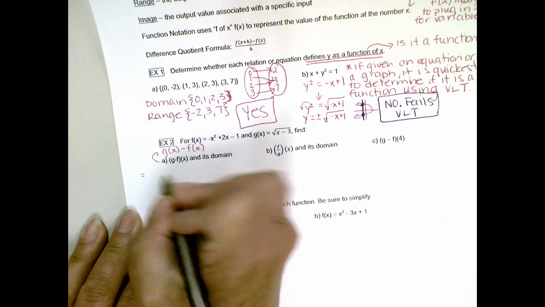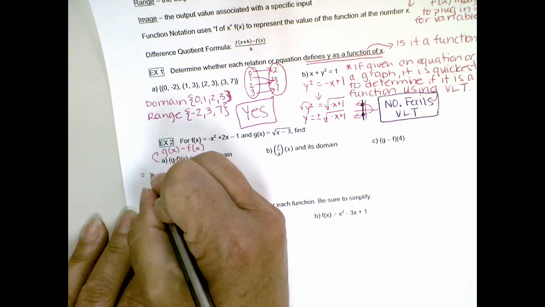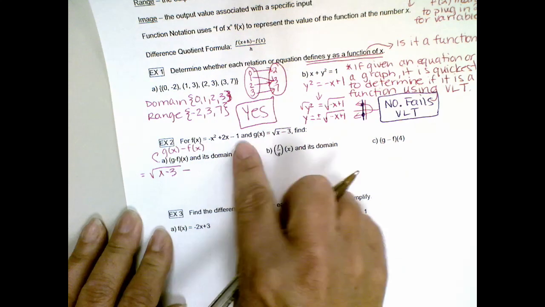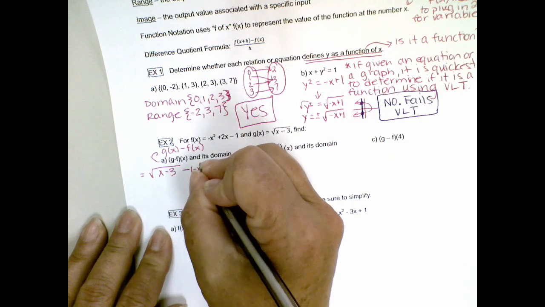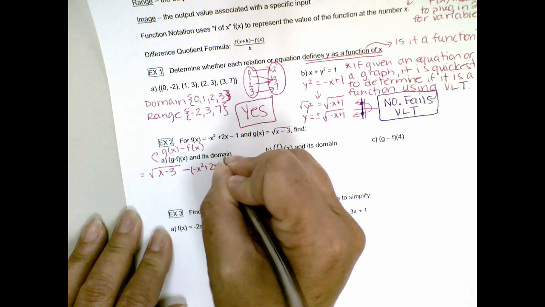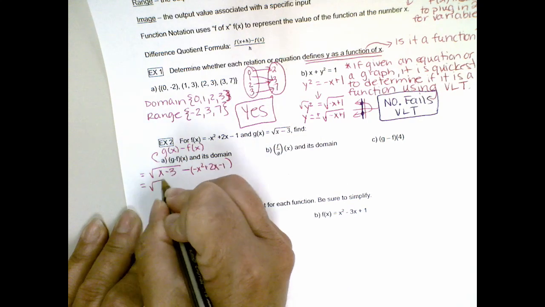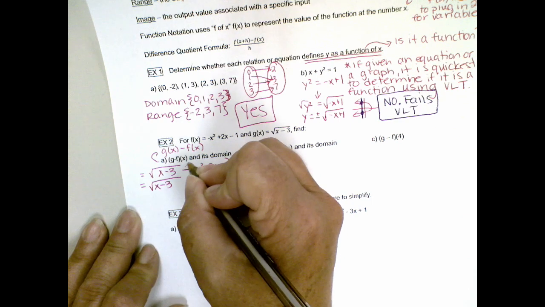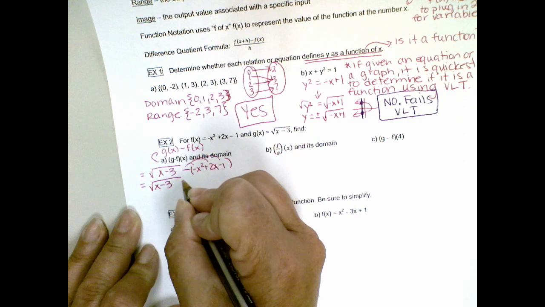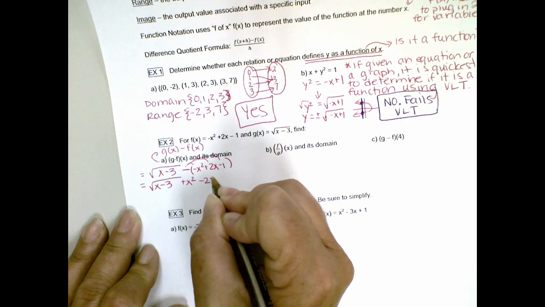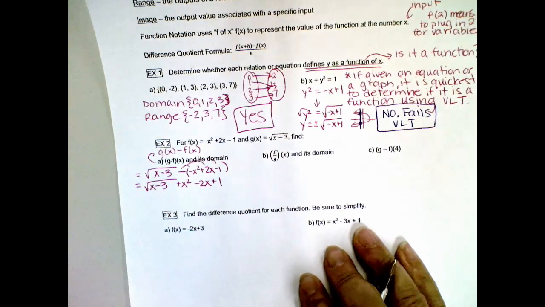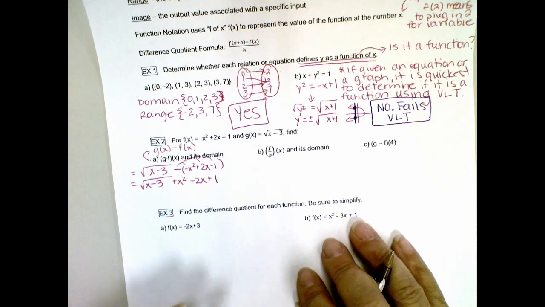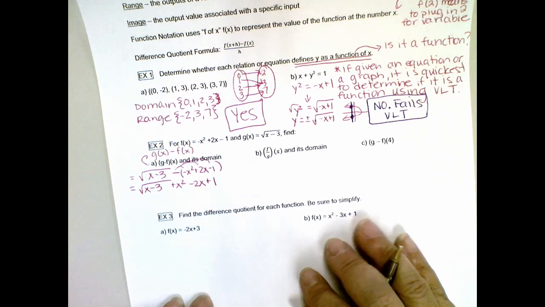So g of x is this guy, square root of x minus 3, minus f of x. So subtracting that entire function means that I have to distribute this negative, right? So it'll be plus x squared minus 2x plus 1. Now, when I write this function, remember that we should write them in order from highest exponent to lowest exponent.